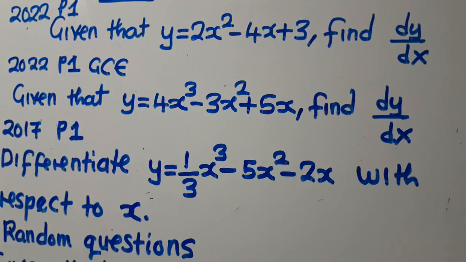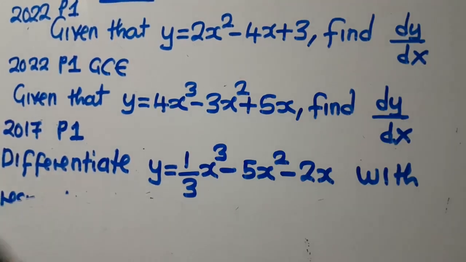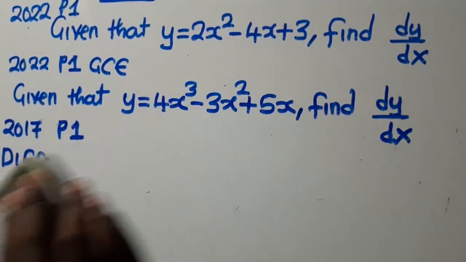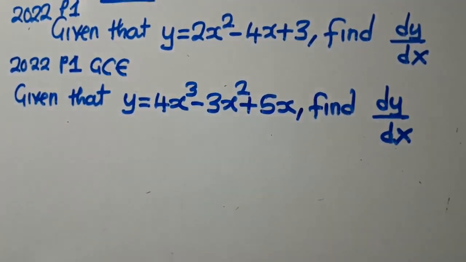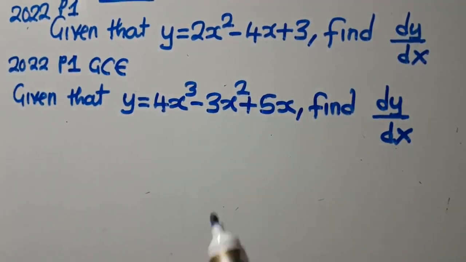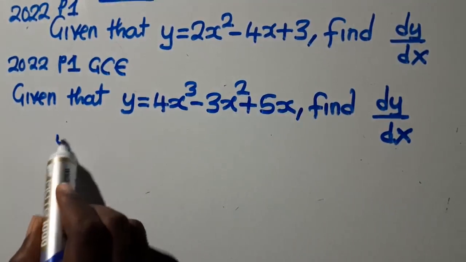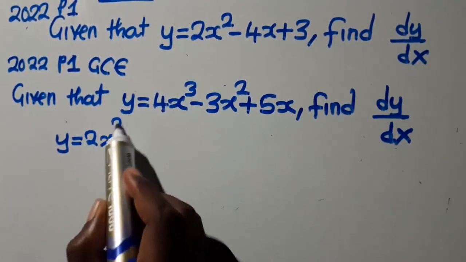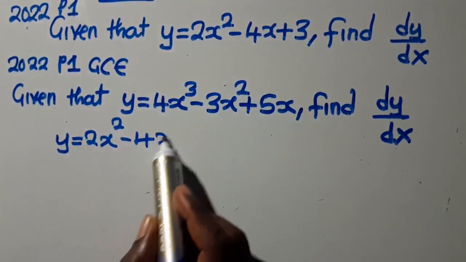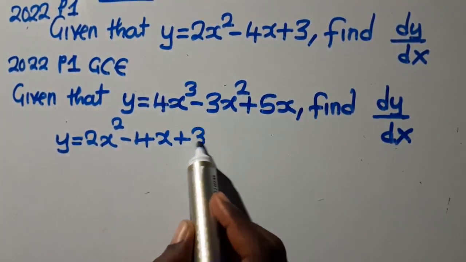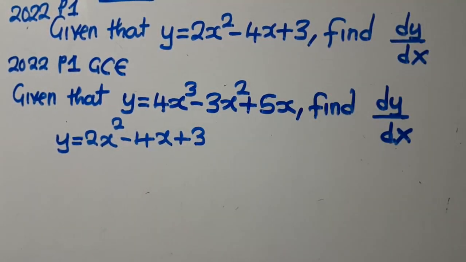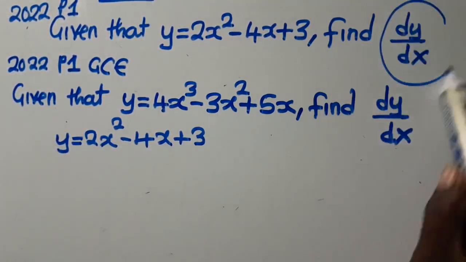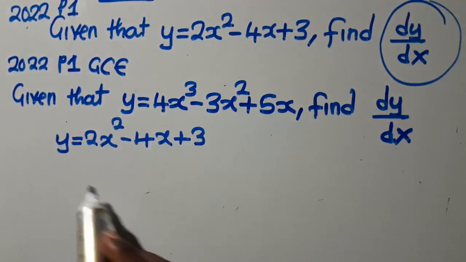I'll start with the first and second question. I'm going to write them here. You are given y is equal to 2x squared minus 4x plus 3. This is what you are given. You are told to differentiate. If you are told to differentiate, it is just the same as being told to find dy dx.